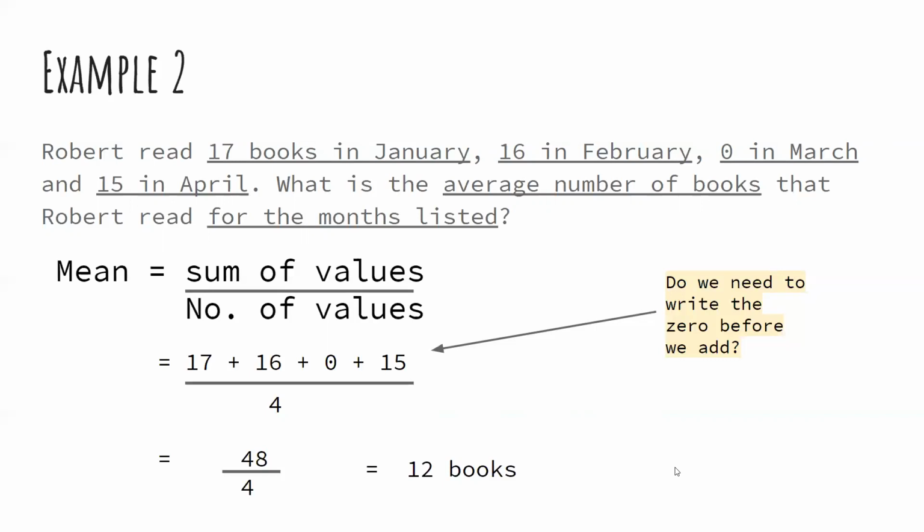17 plus 16 plus 0 plus 15. Now, we don't really need to write that 0. But let's put it there for now to remind us that we have 4 values to work with. You'll notice that the number of values is 4. We can't leave out the 0. We can't omit the 0. So 48 divided by 4 is 12. He read an average of 12 books. So we see 4 values: 17, 16, 0, and 15.